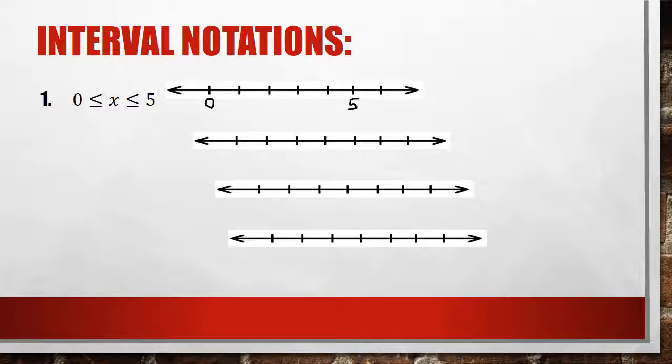So I'm including 0. That's why I'm going to have a closed circle. I'm including 5. That's why I'm going to have a closed circle. The inequality says that I need to include every single x greater than or equal to 0. That means this way. And at the same time, it's less than or equal to 5, which means my numbers are going to be between 0 and 5. And this is how we can graph this inequality on the number line.